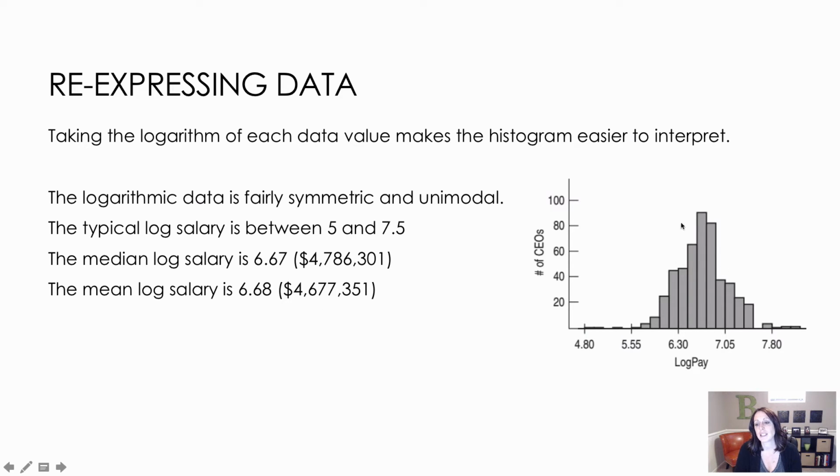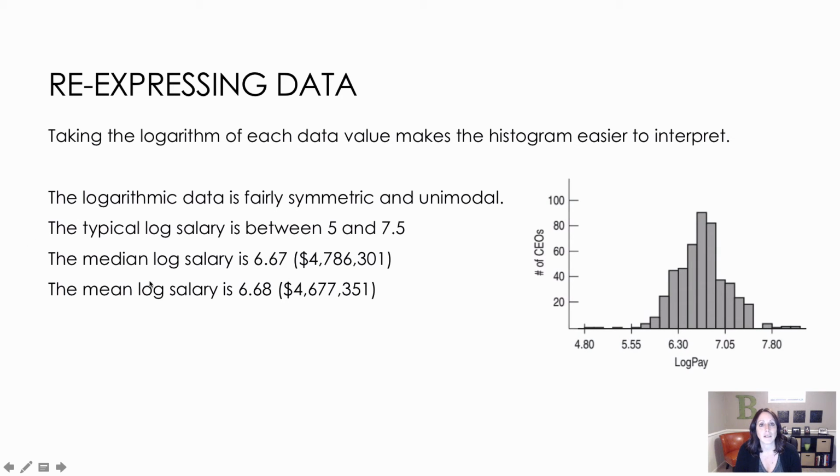And notice this is the same data that I was graphing before, but notice here my value says log pay. So essentially what we did is we took the logarithm of each of the values. Number of CEOs stayed the same, but the logarithm of each of the values, and now my histogram is fairly unimodal and symmetric, and then I can do things like find the average log of the salary. So looking here, some of the summary statistics, the typical log salary is between 5 and 7.5, so 5 is around here, 7.5 somewhere in here. That's where most of our data falls.